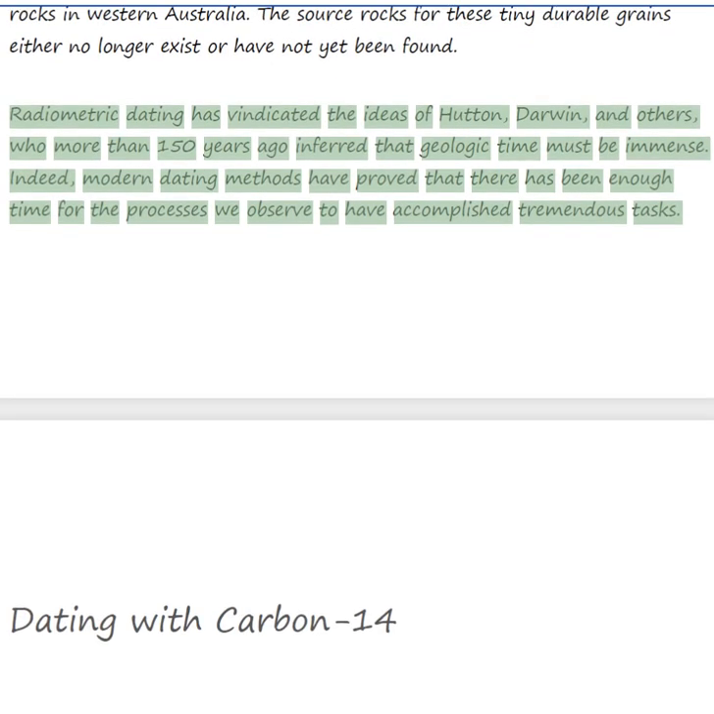Radiometric dating has vindicated the ideas of Hutton, Darwin, and others, who more than 150 years ago inferred that geologic time must be immense. Indeed, modern dating methods have proved that there has been enough time for the processes we observe to have accomplished tremendous tasks.